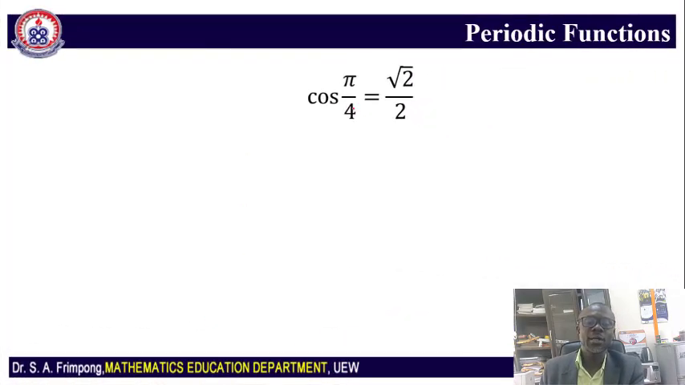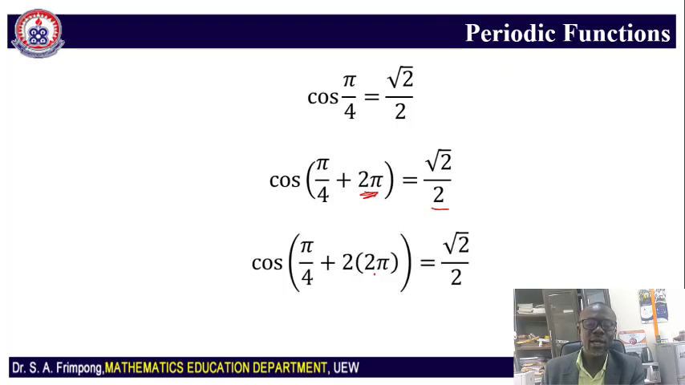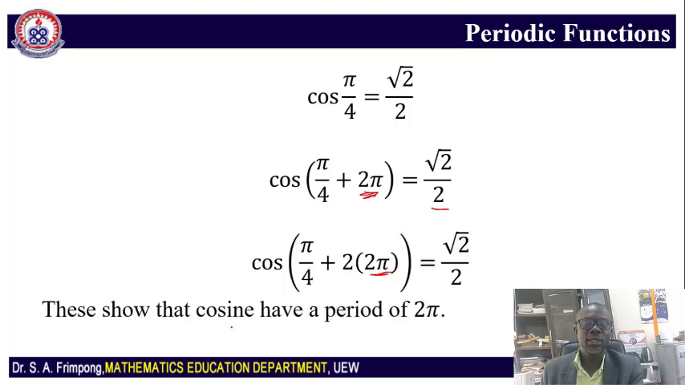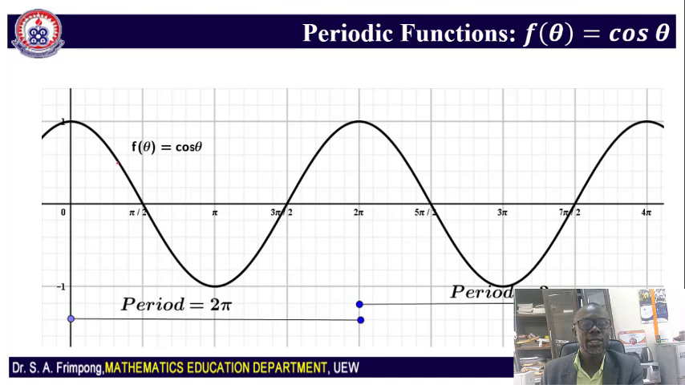Similarly for cosine, cos of pi on 4 is root 2 on 2. If you add 2 pi to pi on 4 and take the cosine, you get the same thing. If you add 2 times 2 pi to it, you get the same thing. So we also say that cosine is periodic and has a period of 2 pi. And if I do the sketch, you can see the same thing. Here is x equal to 0, here is x equal to 2 pi, and it repeats again to x equals 4 pi. So cosine also has a period of 2 pi.